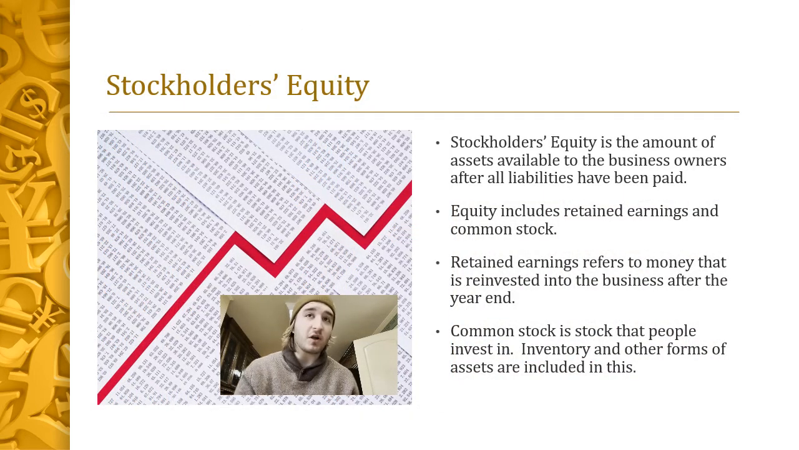Next up is your stockholders' equity, also known as your owner's equity. This is the amount of assets that are available to business owners after all of the liabilities have been paid off. Some examples of this could be like your retained earnings or your common stock. Retained earnings are earnings that are reinvested into the company after the year end. And your common stock is stock that other people invest in. Inventory and different types of assets are included in your common stock.